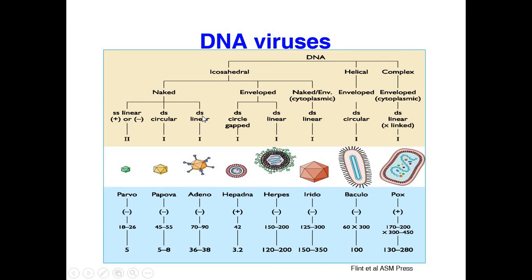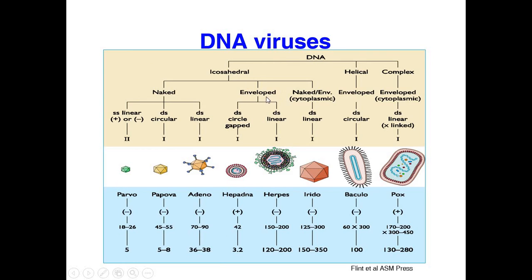Double-stranded DNA viruses with the linear genetic material and present in group 1. Example is adenovirus, and don't have any kind of polymerase enzyme, and size of this virus is 70 to 90 nanometer, and genetic material with the size of 36 to 38 kilobase pair.